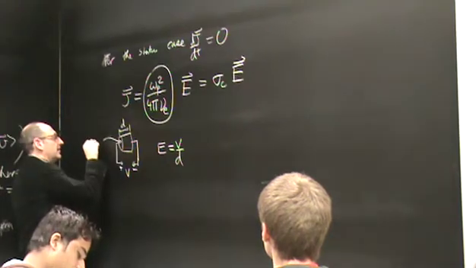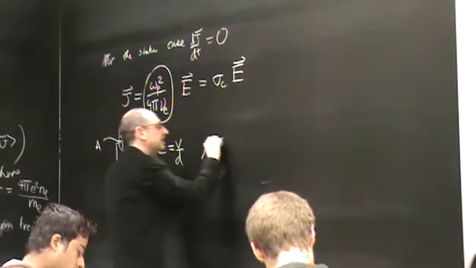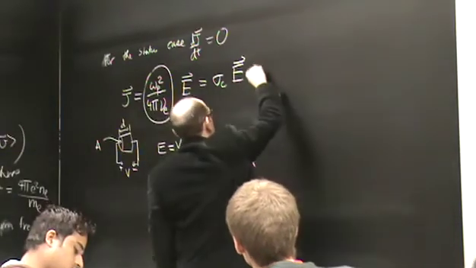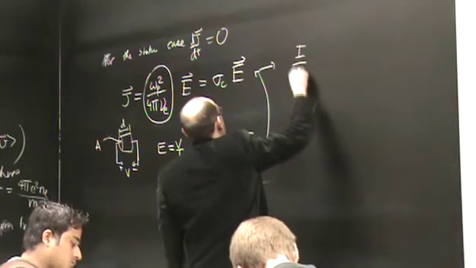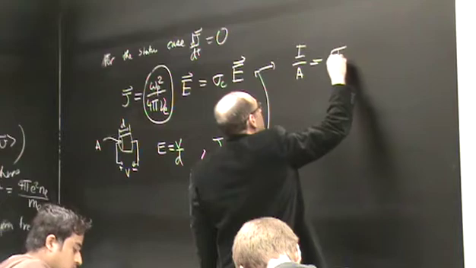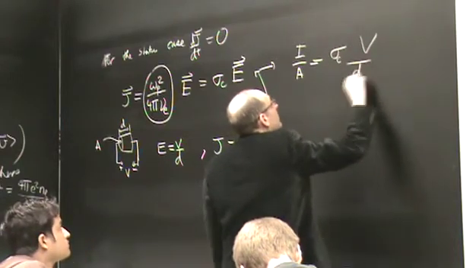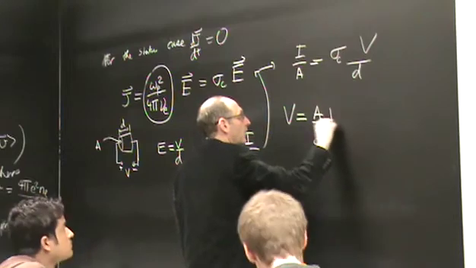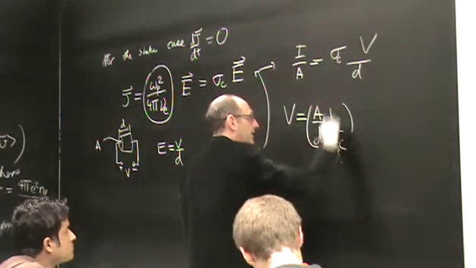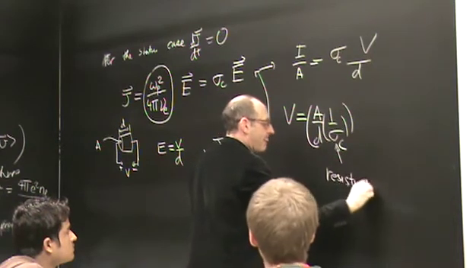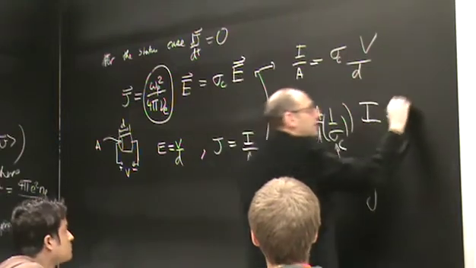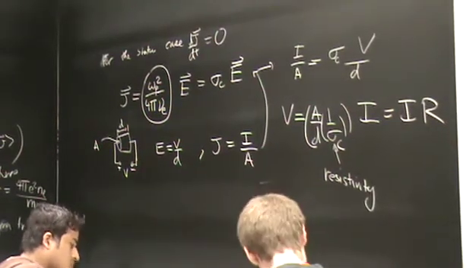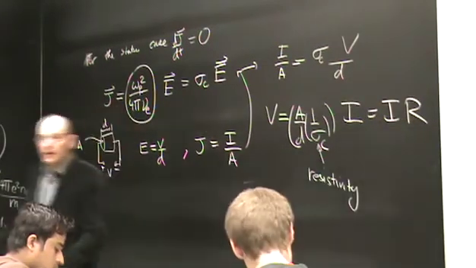If this thing has some cross-sectional area A, then the current density is the current over A. And so the Ohm's law that's written over here says that I over A is equal to sigma, the conductivity, times V over D. Or said another way, V is equal to D over A times 1 over the conductivity, also known as the resistivity, and this quantity is the resistance, times I. So V equals IR. All right?